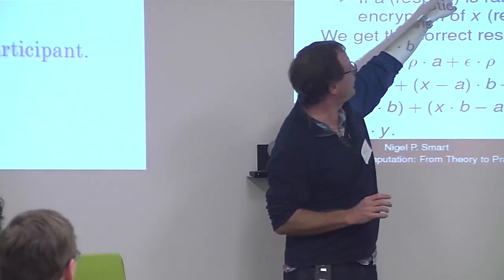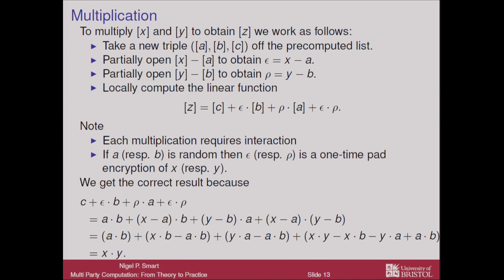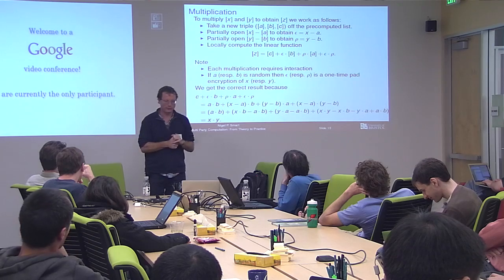So let's suppose we were computing this thing in the clear. Well, we would compute C plus epsilon times B plus rho times A plus epsilon times rho. And then you just stick in what the epsilon and the rho are. There's epsilon, there's rho, there's epsilon, there's rho. And you expand it all out, and you notice everything cancels, and you just end up with x times y. So it's quite funky, yeah? It's a nice, funky little protocol for computing multiplications.